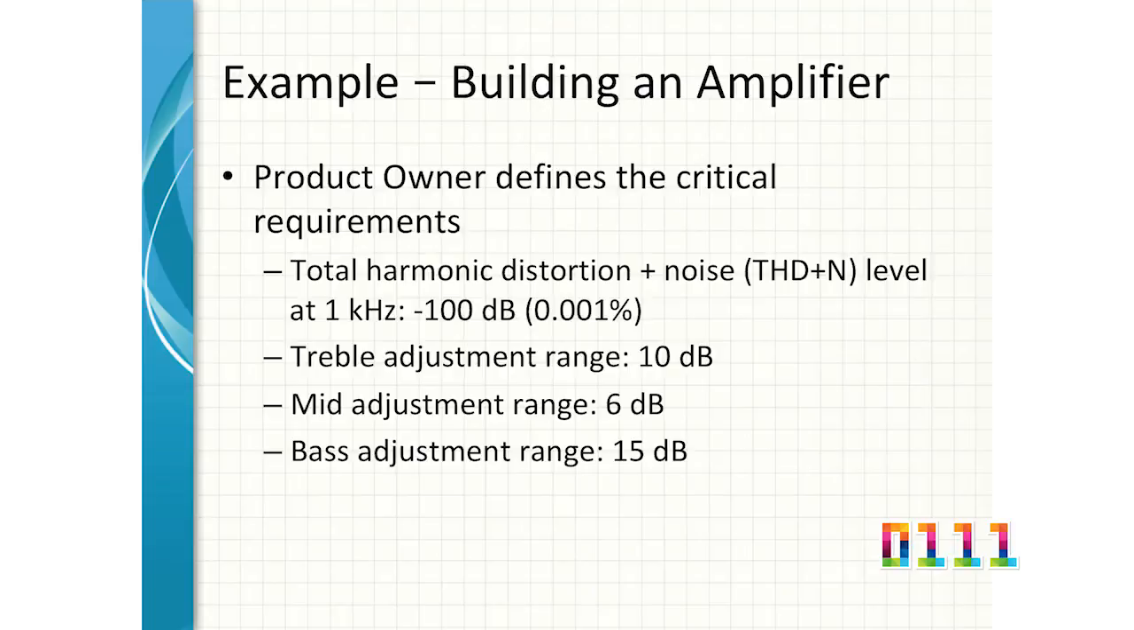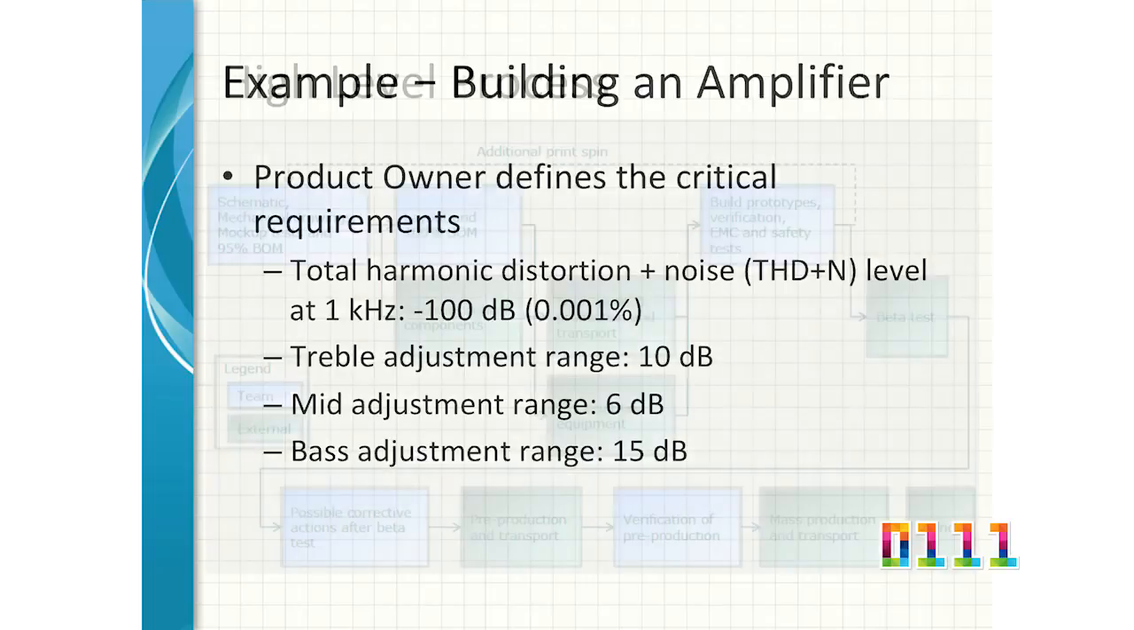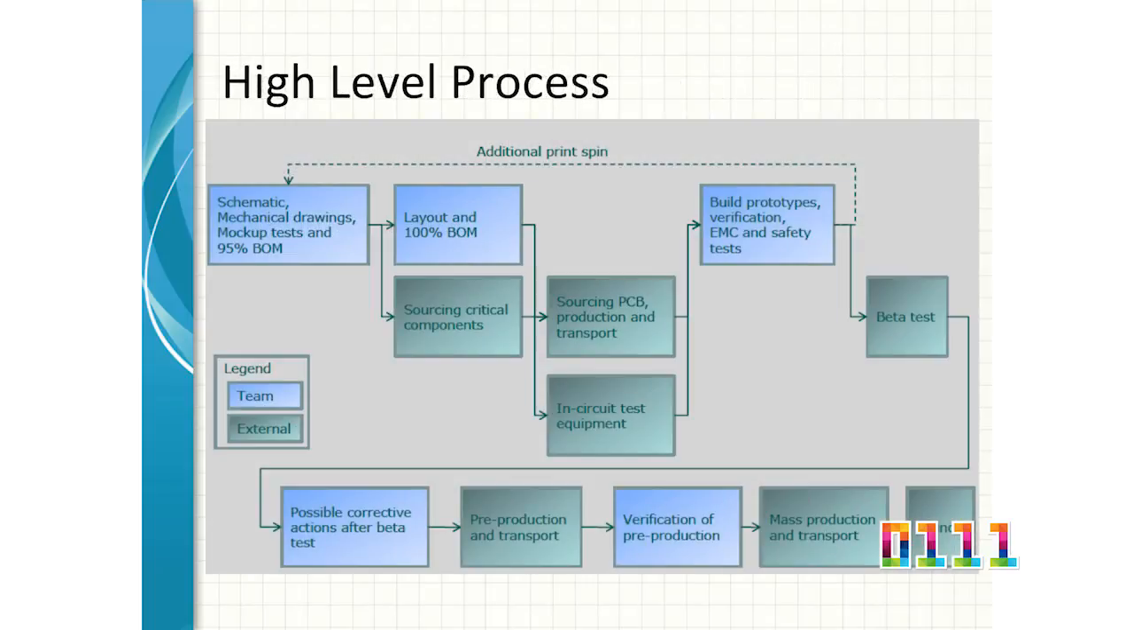Okay, so I'm going to walk through the example of building an amplifier. How much time do I have? Do I have enough time? Okay, good. I'm going to walk through the example of building an amplifier. These are the critical requirements. The amplifier has to meet these requirements or we can't sell it. Okay? This is the high-level process.